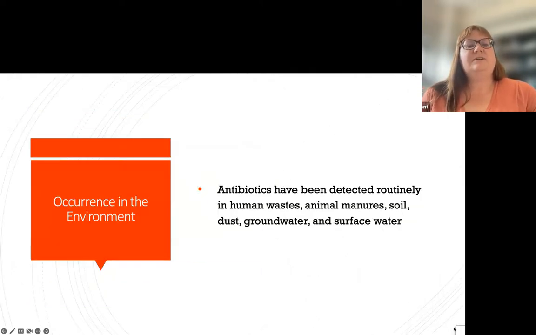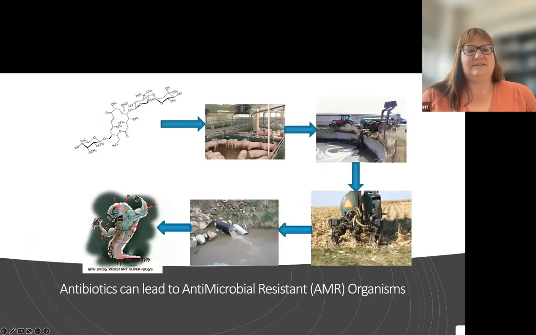In terms of occurrence in the environment, there have been many, many studies looking at the occurrence of antibiotics. The take-home message is that we do find antibiotics routinely in wastes, both human wastes and animal wastes. They're found in soil, dust, and our waters, groundwater and surface water, as well as wastewater. And these antibiotics can lead to proliferation of antimicrobial resistance.